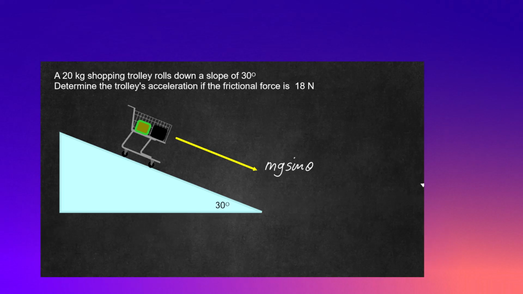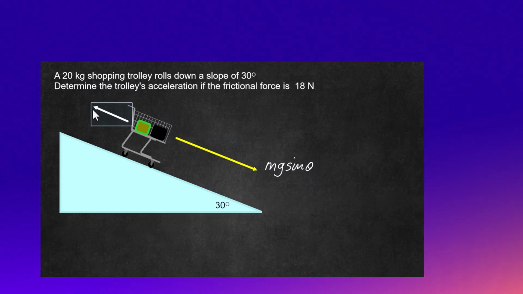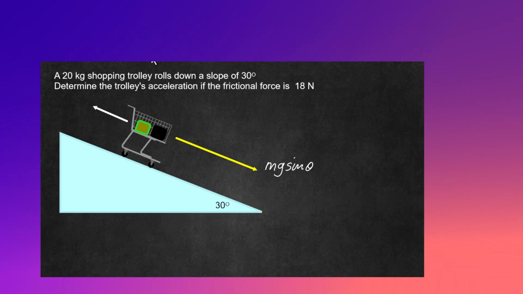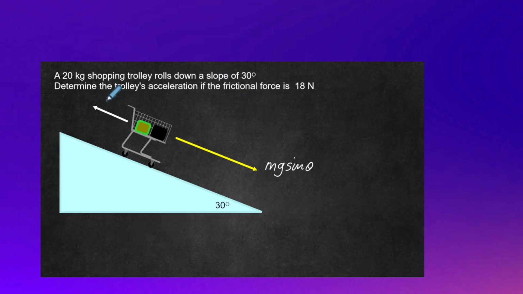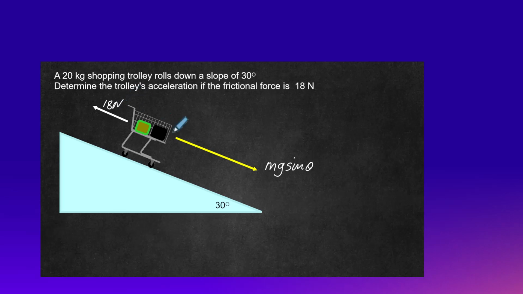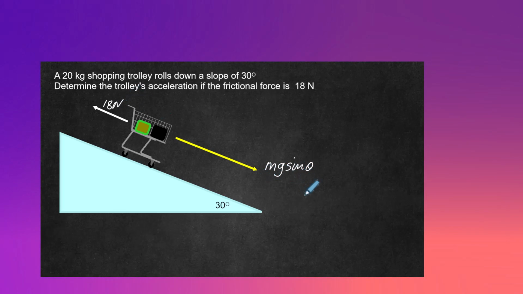Now, the other force we're dealing with is the force of friction, and we're told that's 18 newtons. Now, friction opposes the motion, always goes against the motion. So if the trolley is moving down the slope, the force of friction will be acting up the slope. So we can represent that by the white arrow there. And we know that value, we're told it's going to be 18 newtons. So if we work out the component of the weight down the slope, we can find the unbalanced force.